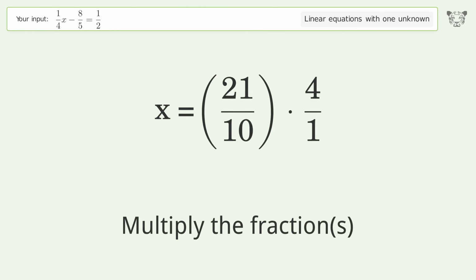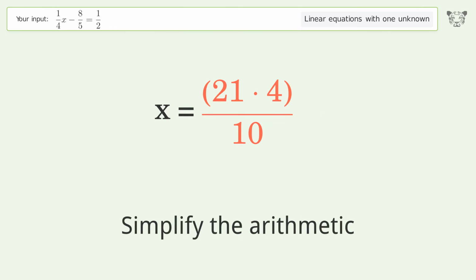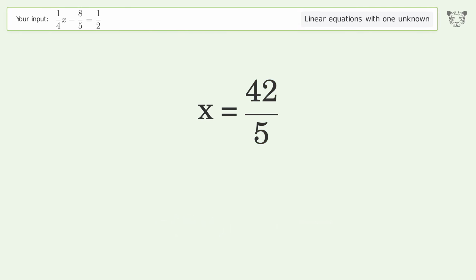Multiply the fractions. Simplify the arithmetic. And so the final result is x equals 42/5.